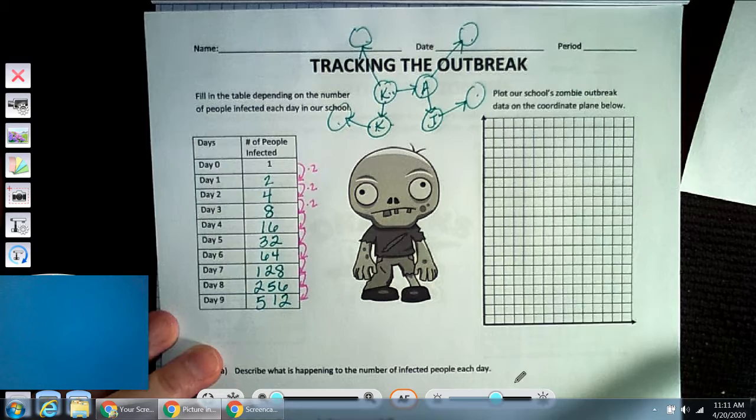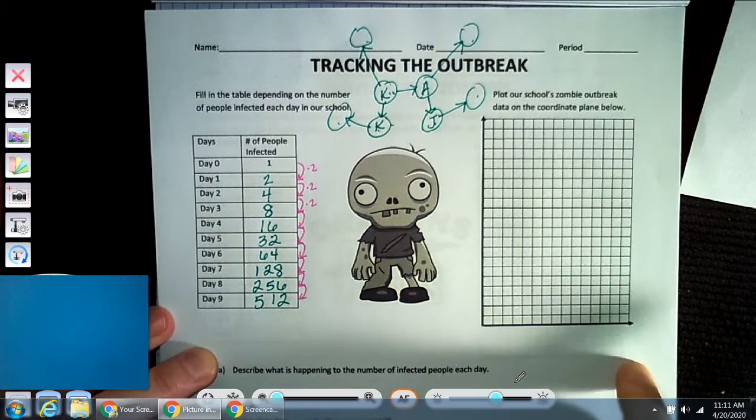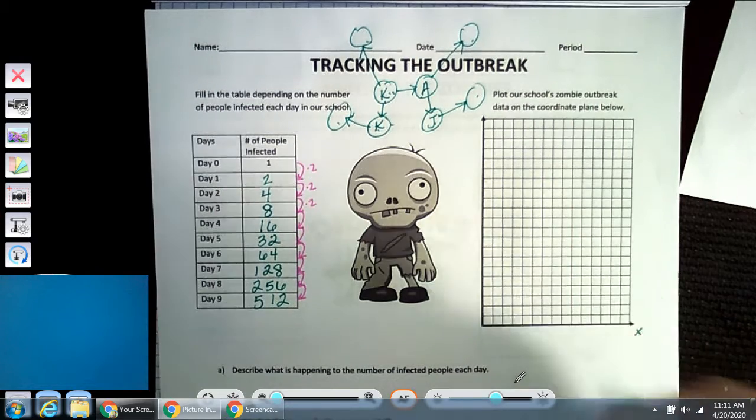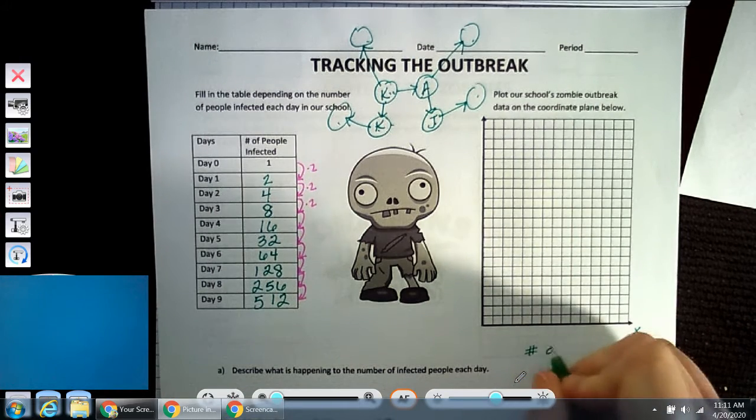So we see what our table looks like, but now we also want to see what it would look like if we graphed it. So let's plot our data. We have our x-axis here. This is going to represent the number of days.